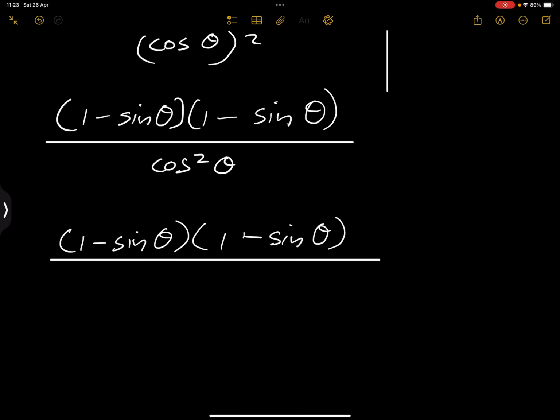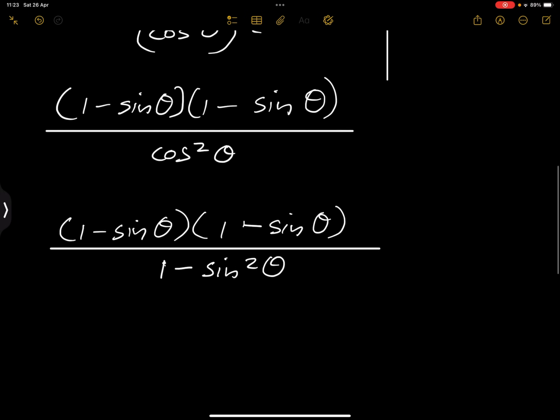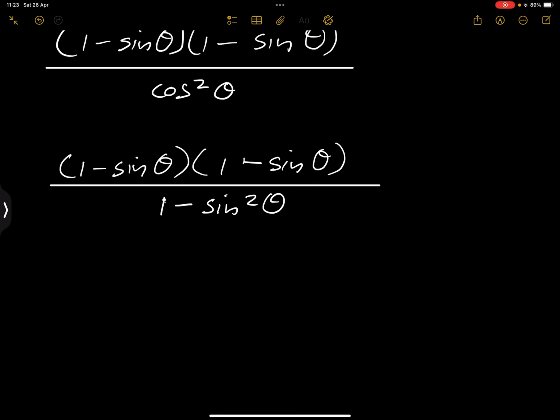But we've got this divided by 1 minus sine squared of theta. And this is the difference of two squares, ladies and gents. And what is informing this decision? Because I can see I already have 1 minus sine theta on the right-hand side. The only thing that I'm missing now is having the 1 plus sine theta. So how can I create that?